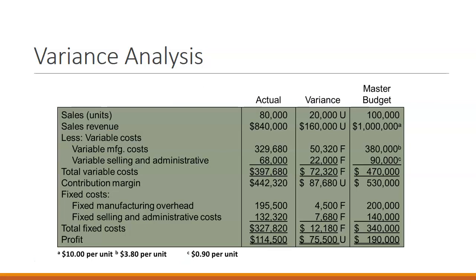In this example here, where we have our actual budget and our master budget, the difference between the two is a variance. So for example, we sold 20,000 units less than we had budgeted for. So we have a 20,000 unit unfavorable balance.